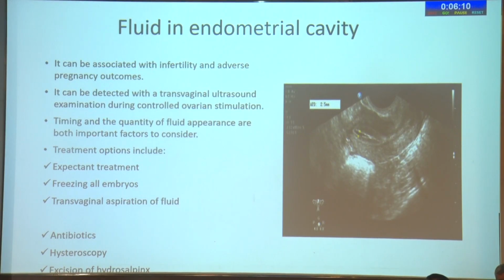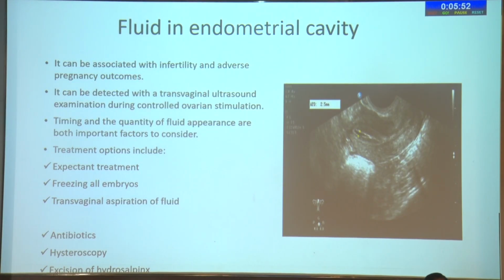One patient had a big collection of fluid because she had a myomectomy in the past, and every time we do, there is collection of fluid. So what to do? So we aspirated that collection, and then we aspirated the fluid from the endometrium and transferred the embryos, and luckily she conceived.